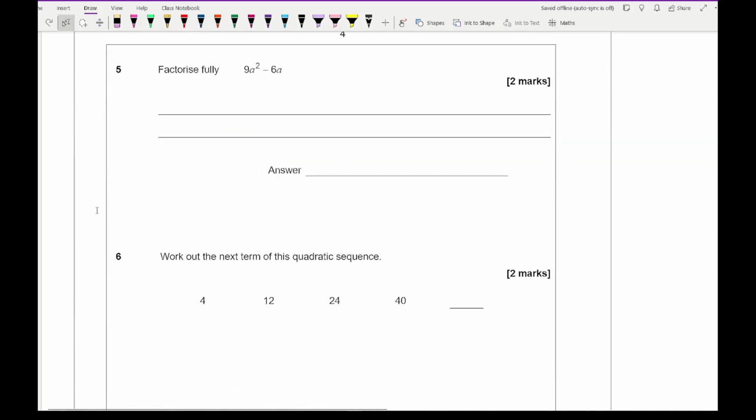Then moving on to question 5, it says factorise fully. Here we need to take out the common factor between 9 and 6, which is 3, and take out the common letter, which is a. Then we just need to work out what's going inside the brackets, which is going to be 3a minus 2.